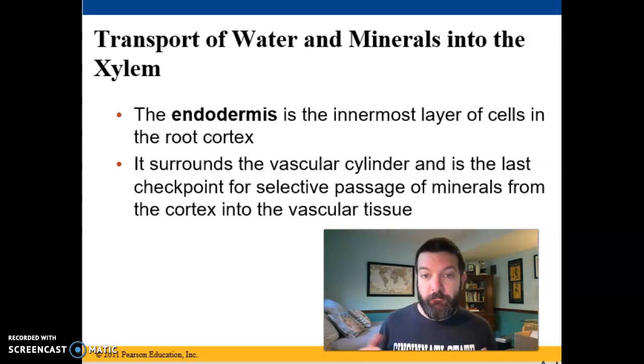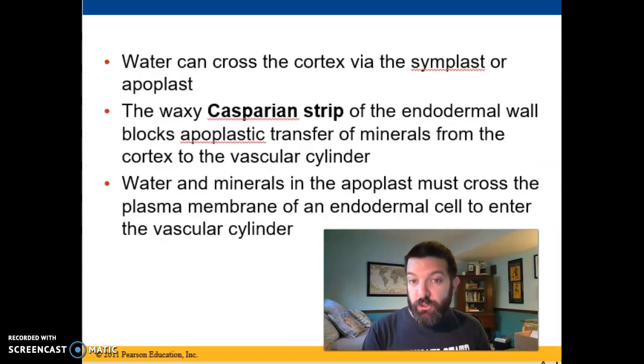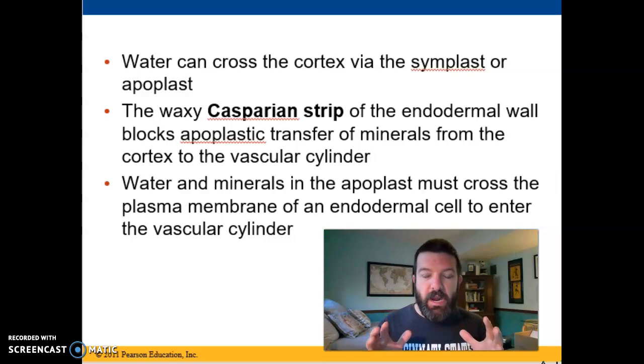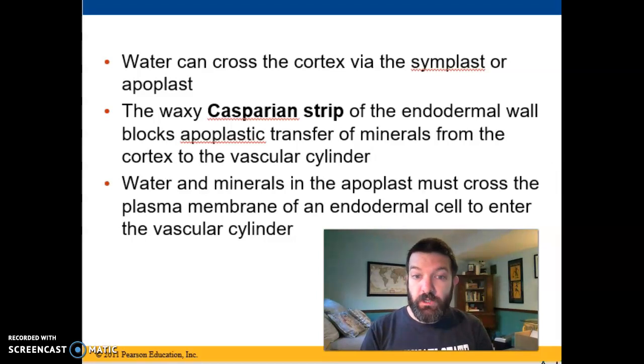And it's a checkpoint to make sure that you're not bringing things into the vascular cylinder that you don't want to bring in. And it's able to be a checkpoint because there's a waxy strip called the Casparian strip that goes around the endodermal wall, and it blocks anything that typically could flow with water straight into the xylem from moving in without actively crossing a plant cell membrane.